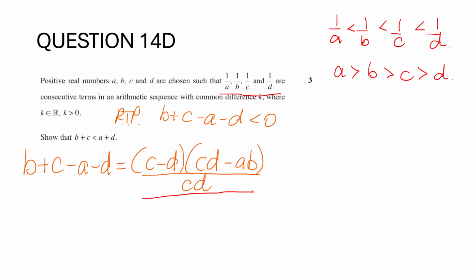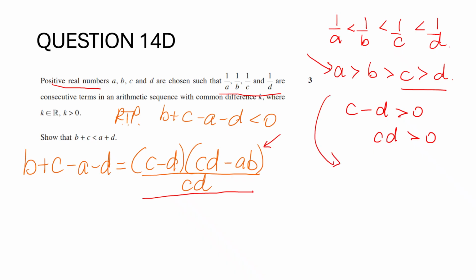So that means c take away d, c minus d is positive. We know cd is positive because they're all positive real numbers. So I'm hoping that cd take away ab is negative. Because a is greater than b is greater than c is greater than d, ab must be greater than cd. Therefore, cd minus ab is less than 0. And so this whole thing is less than 0, and we've proven it.